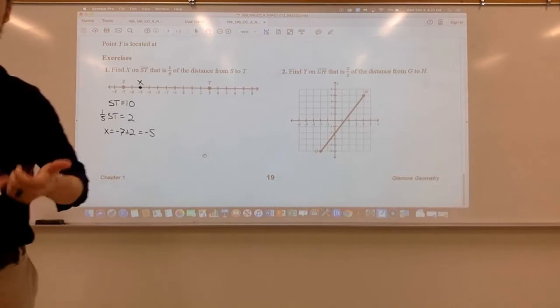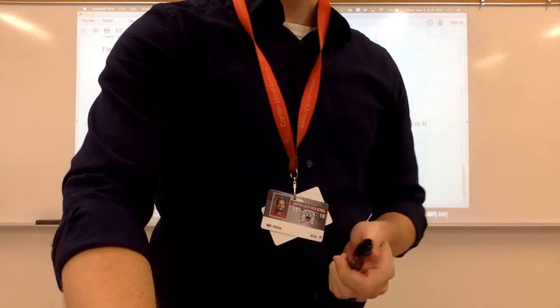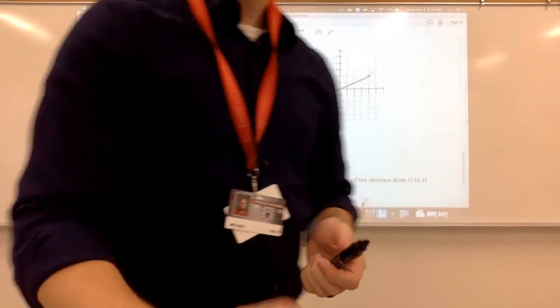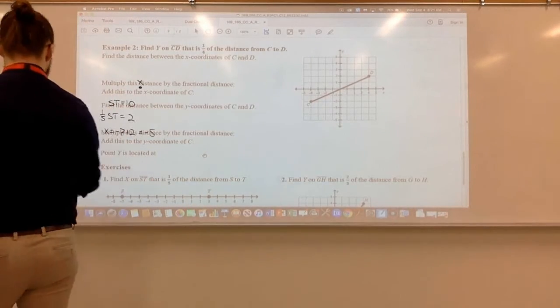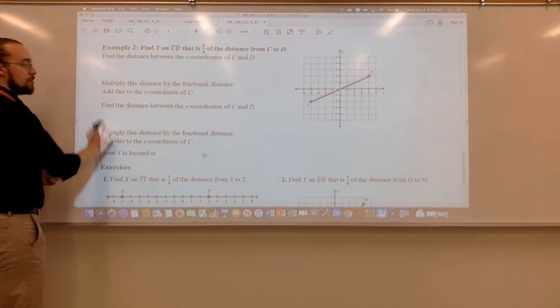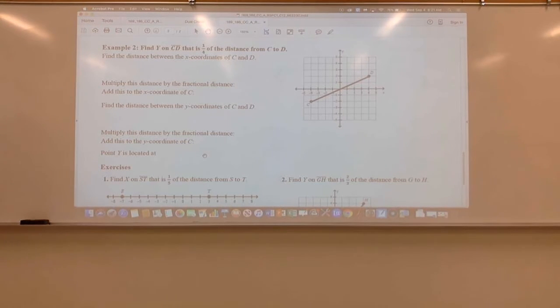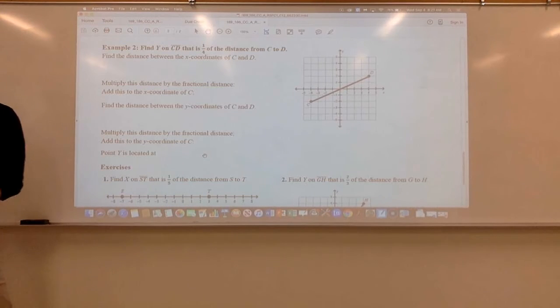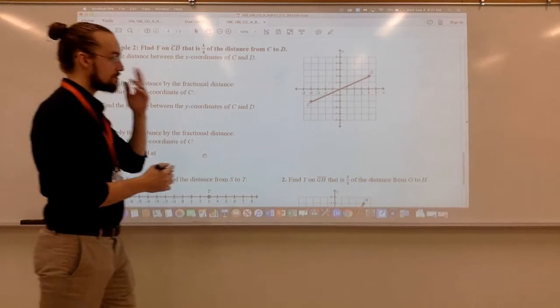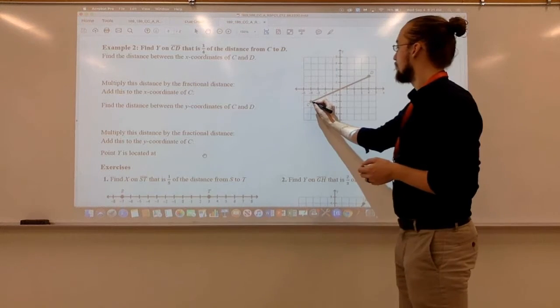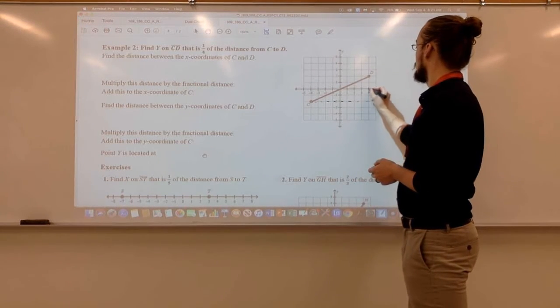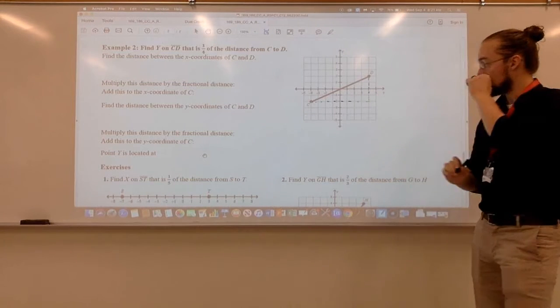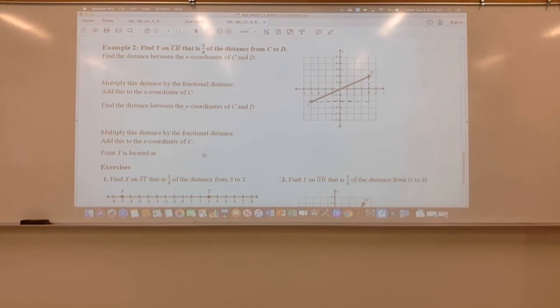Alright, so the final thing then is just to do this in 2 dimensions. So let's jump back up to example 2 here. The only difference, we're just going to do this distance thing twice. I want to find the distance between the x coordinates and then separately find the distance between the y coordinates. I'm just going to do that same process twice. So we can even think of creating a triangle, if we want. I'm just going to find the x distance and find the y distance.